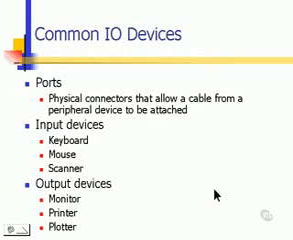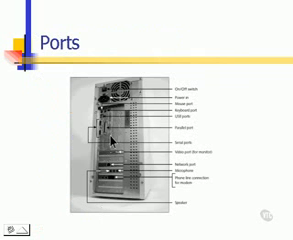Common input-output devices include ports, which are physical connectors that allow a cable from a peripheral device to be attached. Input devices like keyboards, mice, or scanners, and then output devices like monitors, printers, or plotters. We can see ports on the back of any common computer. You've probably seen these on the back of a computer, and we'll be discussing in greater detail in later lessons what the different types of ports are. But there are parallel ports, for example, for printers, serial ports for other devices, network ports, phone ports, speaker ports.